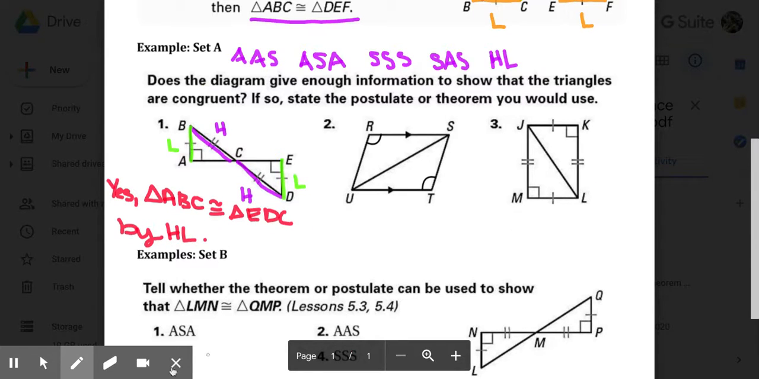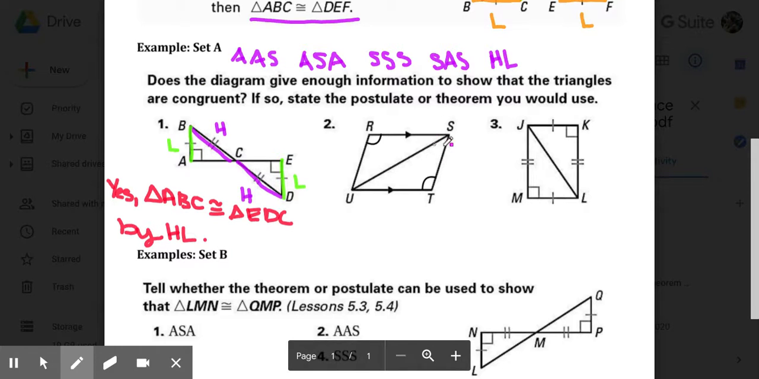All right, let's look at the second problem. In the second problem, I see that I have two angles already marked, so that's nice. What I do notice is that they're not right angles. There's not any right angles in this problem at all, so I'm automatically going to rule out hypotenuse leg and look at the first four that I know. I'm probably not going to use side, side, side because that doesn't have any angles in it, so I'll be using one of those three.